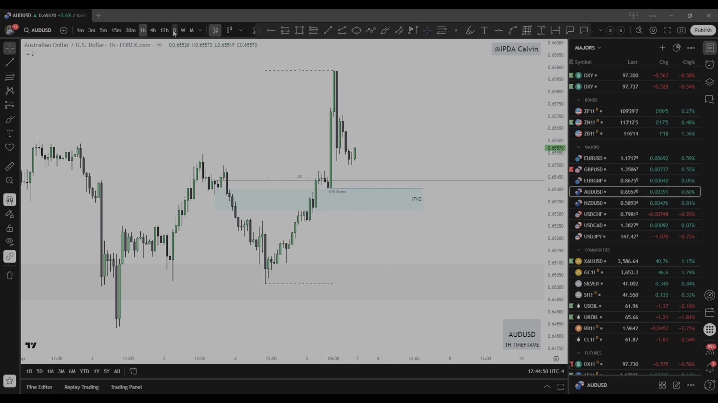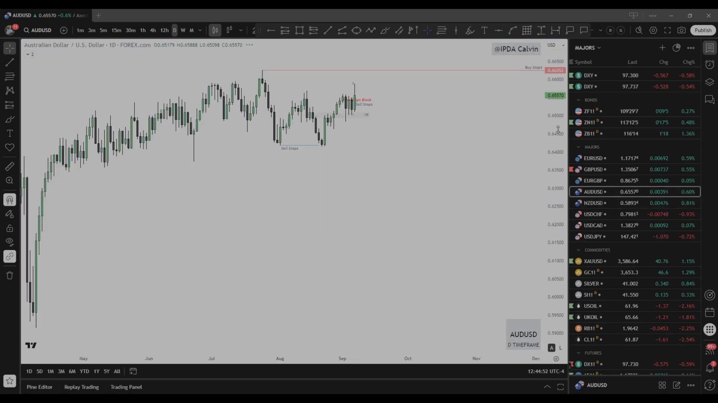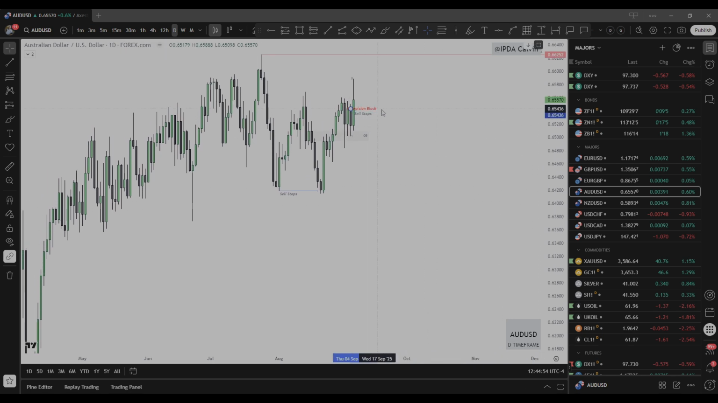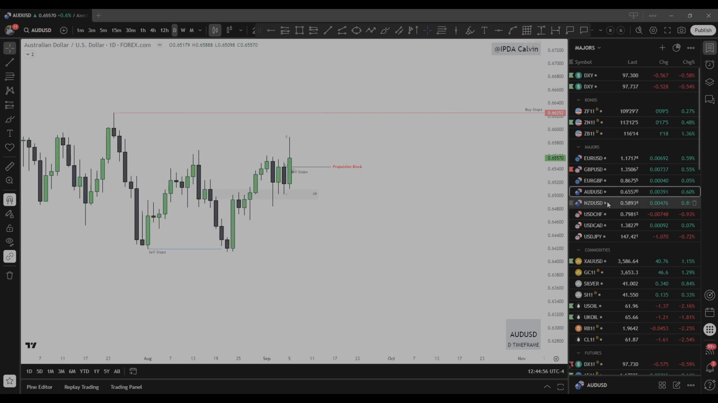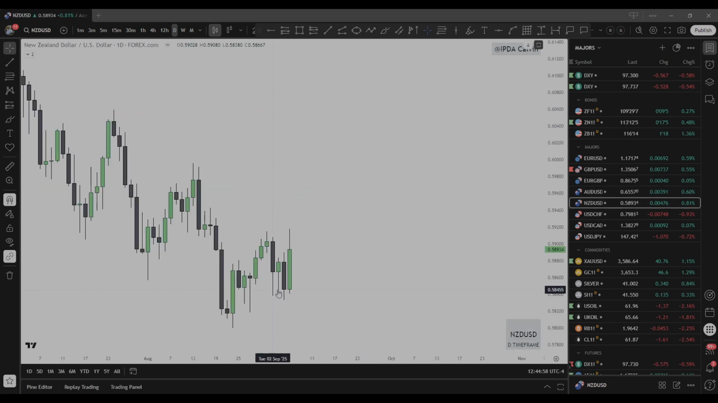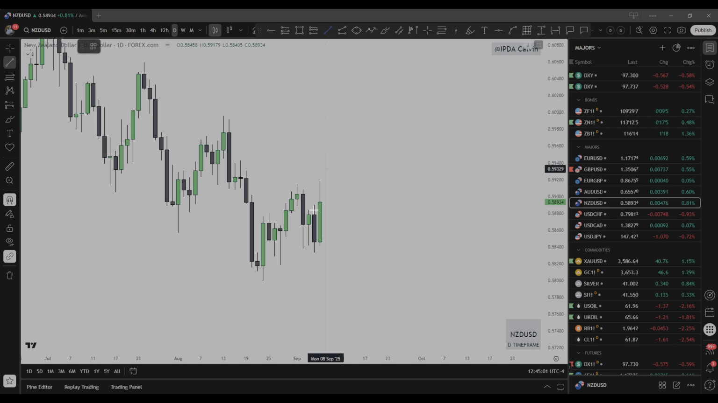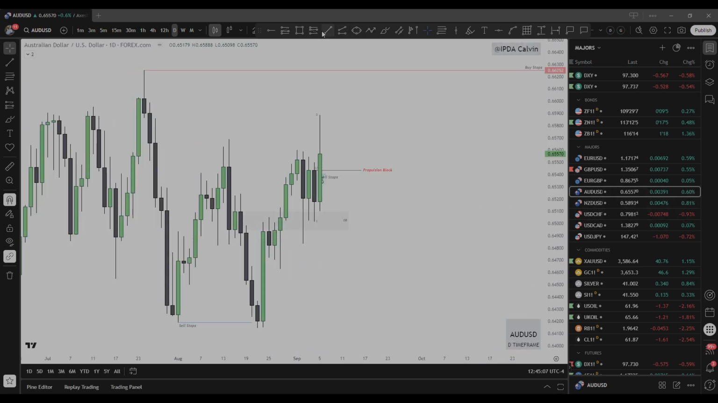I'm looking for AUD longs, and in all honesty, we have SMT with NZD/USD on these lows, right? So something that I want you to notice, there's no real SMT in this fashion, right? Look at AUD, look at NZD, right?